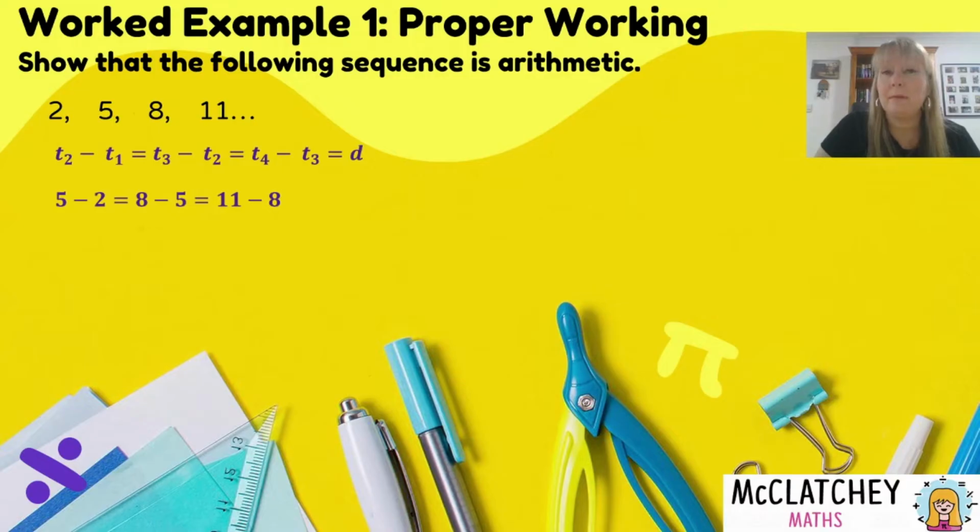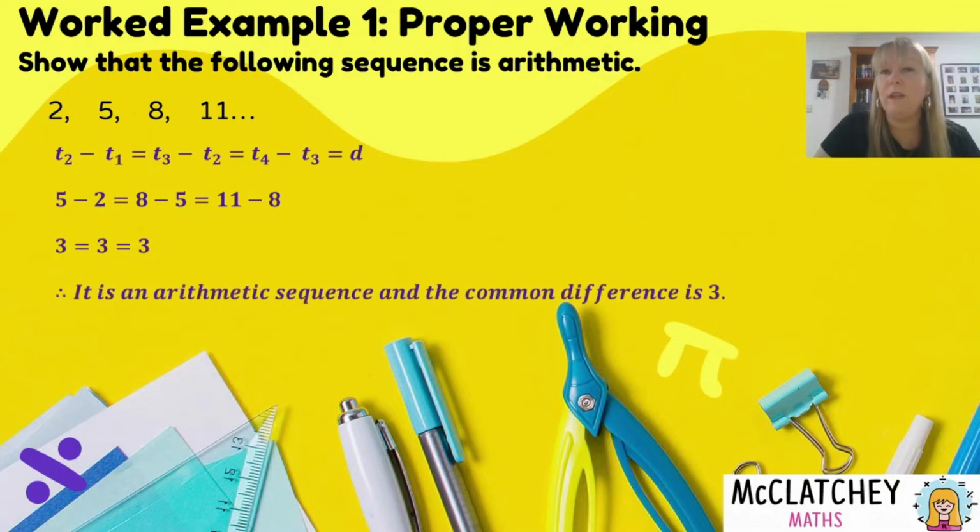So now we simply substitute into the little algebraic sentence that we've created, and we've got 3 equals 3 equals 3. Therefore, it is an arithmetic sequence, and the common difference is 3. So we've proved it. It didn't ask us to tell us what the common difference is, but by definition, it has to have a common difference for it to be an arithmetic sequence, and that's why we've put that as part of our proof statement.